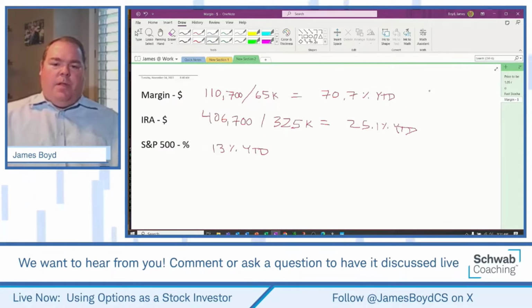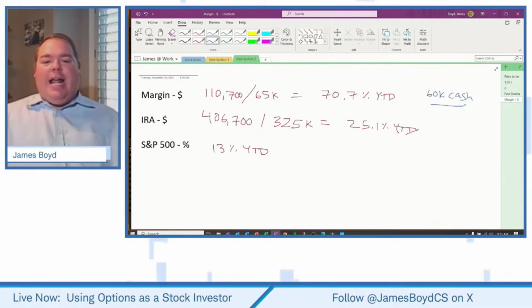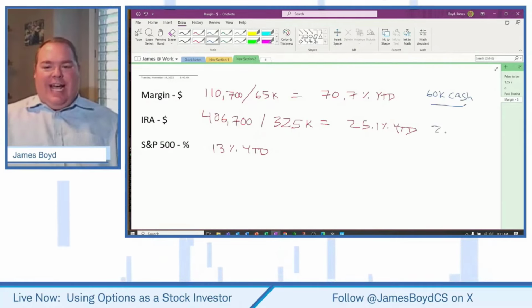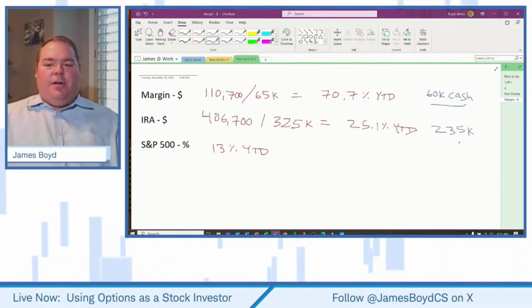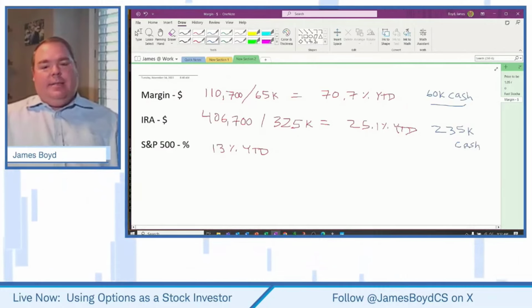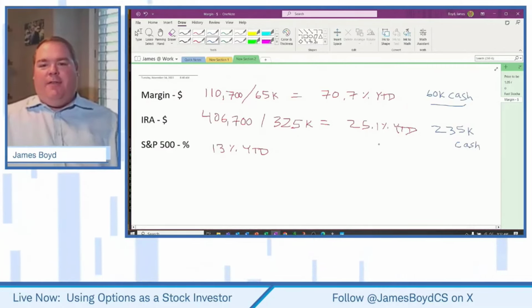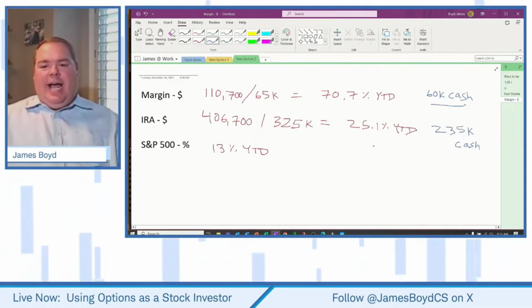What's interesting is that the margin account had $60,000 in cash, which is why we're doing trades here today, because we could use quite a bit of cash. The IRA, and this is not unusual, had $235,000 in cash. By the way, if you said, look, on average, how much do you think you were investing in the IRA? I bet we were only investing 50% of the capital, and half was sitting in cash.